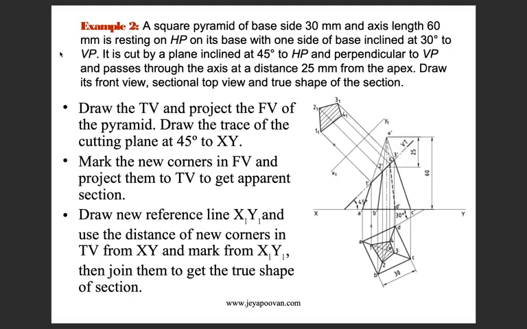First you draw the XY line, then you draw the top view and project the front view of the pyramid. Draw the trace of the cutting plane at 45 degrees to XY. Mark the new corners in the front view and project them to get the top view and the apparent section. Draw a new reference line x1, y1 and use the distance of new corners in the top view from XY and mark from x1, y1. Then join them to get the true shape of the section.